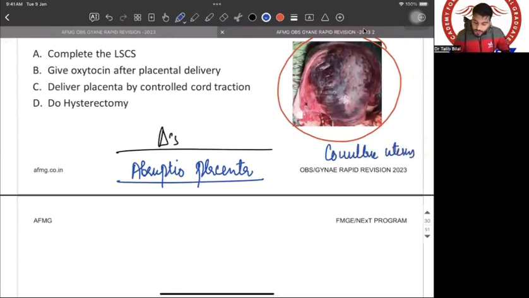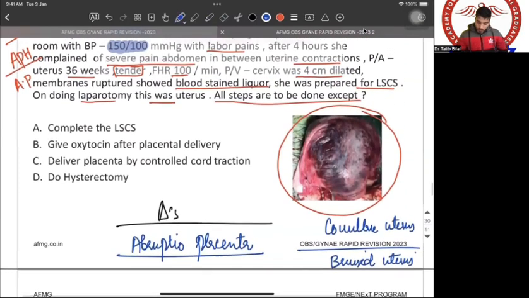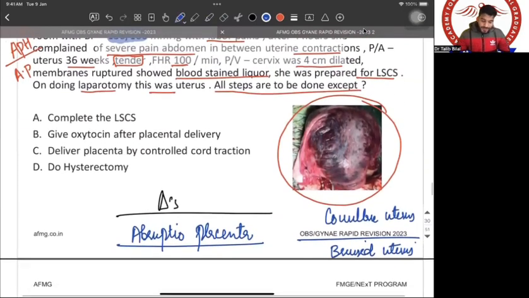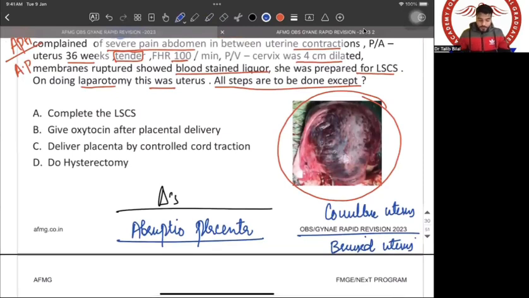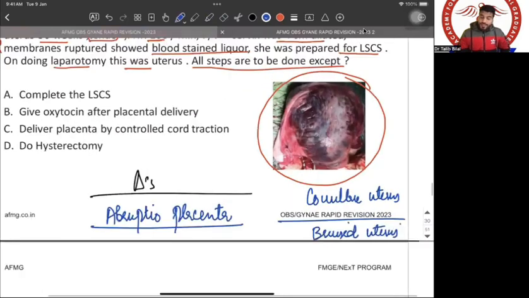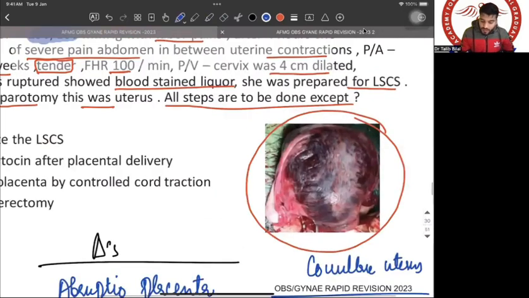What do I mean by Couvelaire uterus, guys? Bruised uterus. This is called bruised uterus. So what will be the management of the condition, guys? Let's discuss this. But the question is mentioning that all are the steps to be done except.